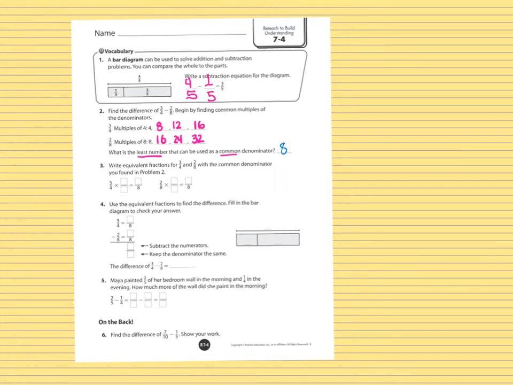Okay, and did you get 8? Yeah, 8 and 8 right here. That's the smallest. Okay, so the next thing we need to do is write an equivalent fraction for 3/4 and 2/8 with the common denominator.